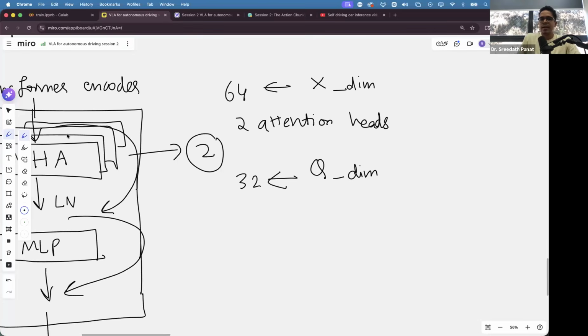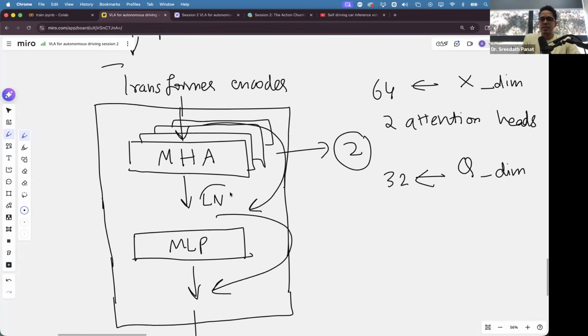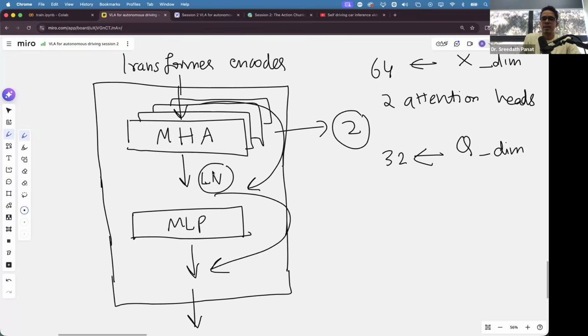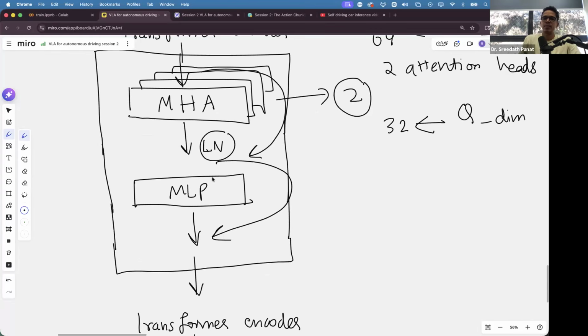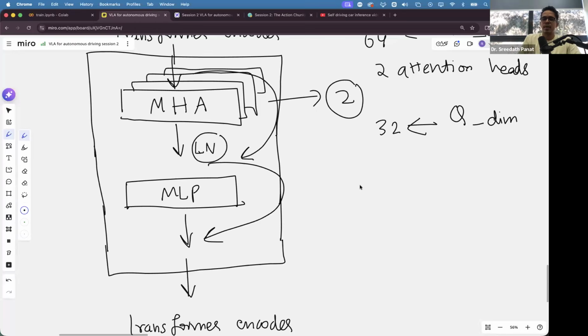And for layer normalization, there are different types. Pre-layer normalization is there, post is also there, so it depends on the architecture. This can be before or after, but there will be a residual connection going around the MHA, and a residual connection going around the MLP. This is for better backpropagation of gradients during training.